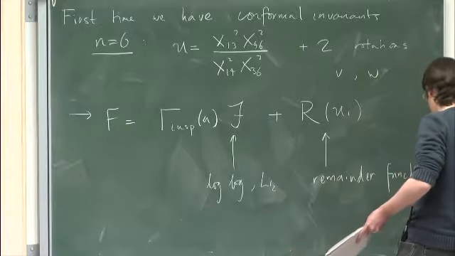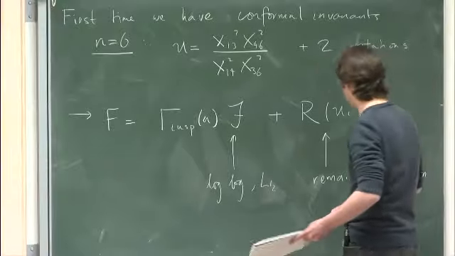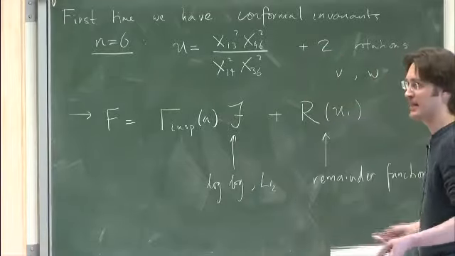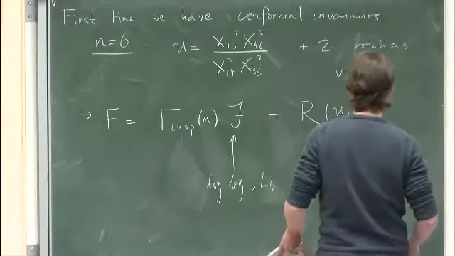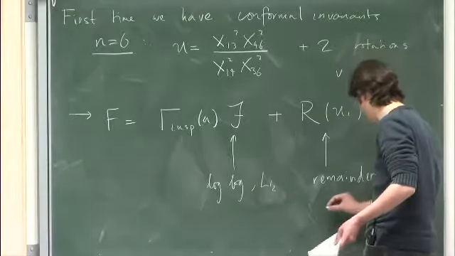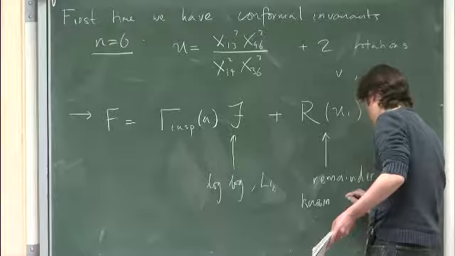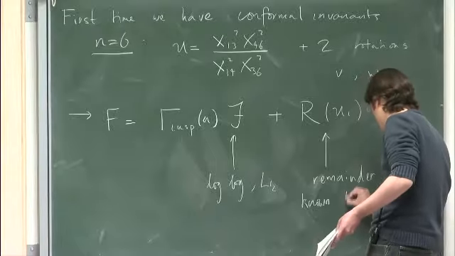So-called remainder function. Okay, and we heard from the previous talk that there's a very nice analytic form for that, now known at 2 loops. So this is known explicitly to 2 loops.